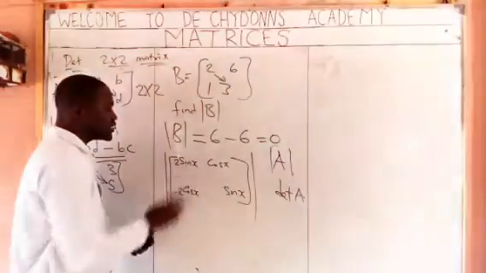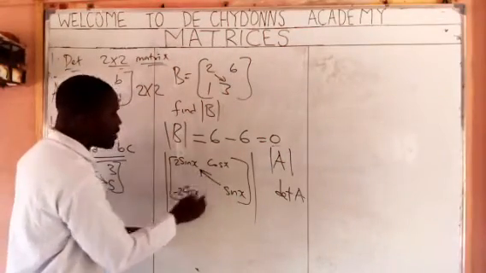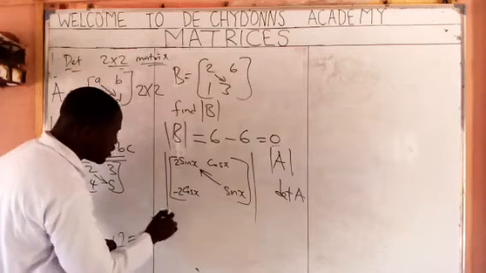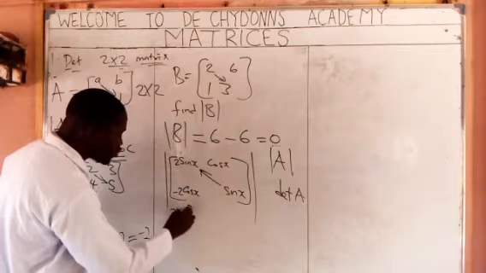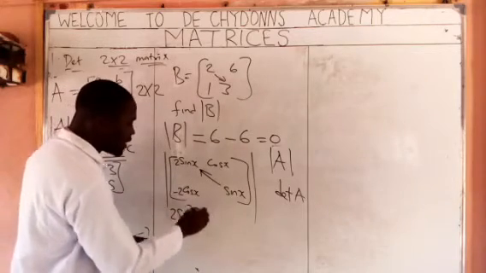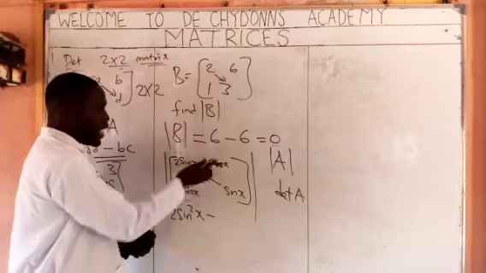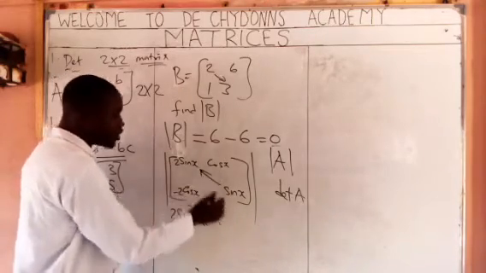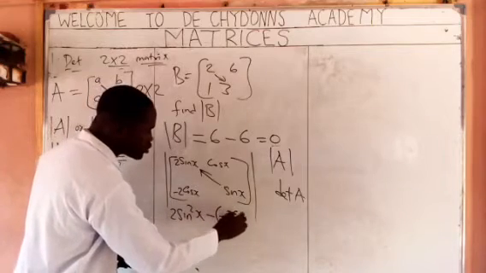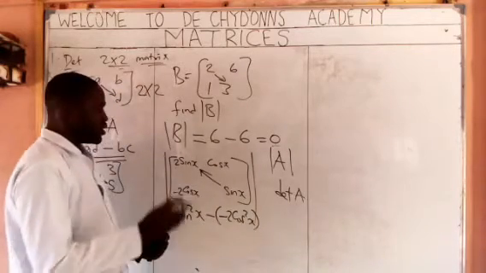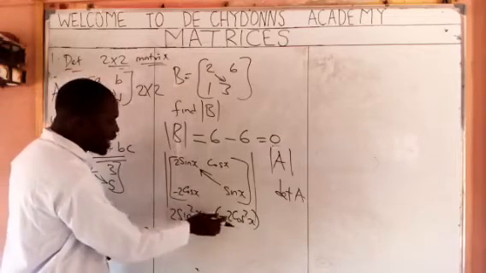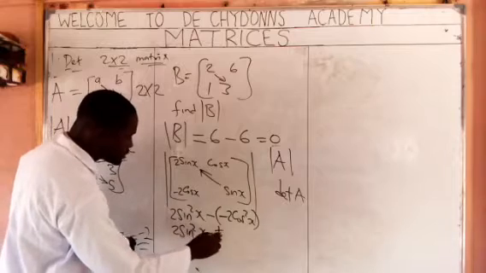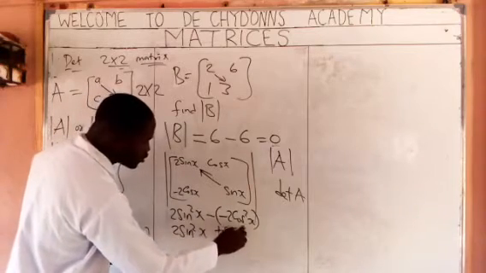So how do we get it? You get the product of the diagonal elements, 2 sin x times sin x. That will give you 2 sin squared x. Then you now say minus. Then get the product of the off-diagonal elements. Minus 2 cos x times cos x will give you minus 2 cos squared x. Now, minus times minus is plus: 2 sin squared x plus 2 cos squared x.